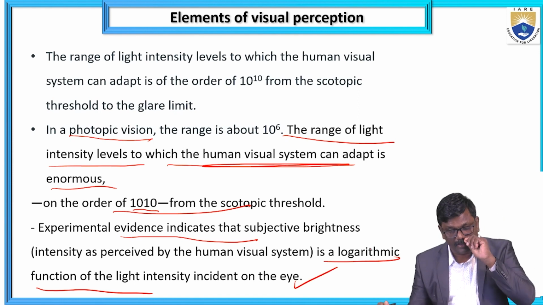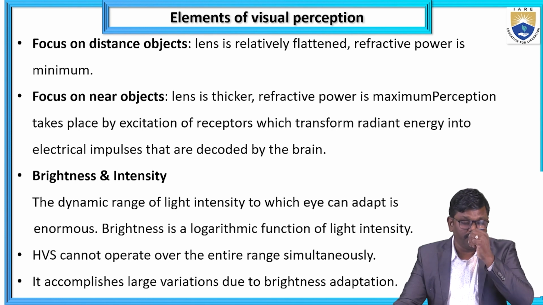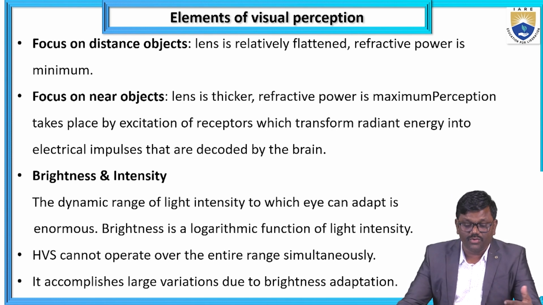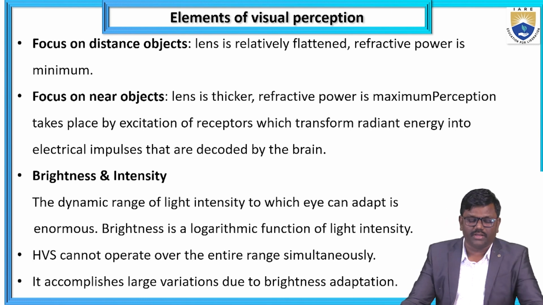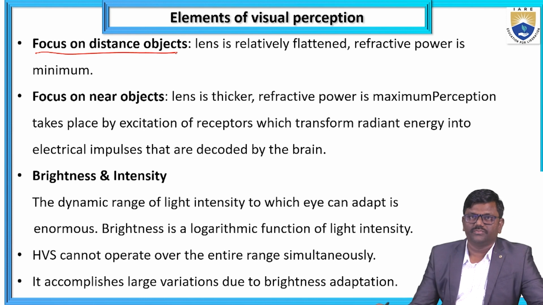Incident on the eye. Okay. So that is one of the important elements which we are concentrating on, brightness adjustment. But if you go to the other elements of visual perception, here is focus on distant objects, which is one of the elements. So what is this element? Again, this element also depends on the lens only. That is, the lens is relatively flattened, and refractive power is minimum.